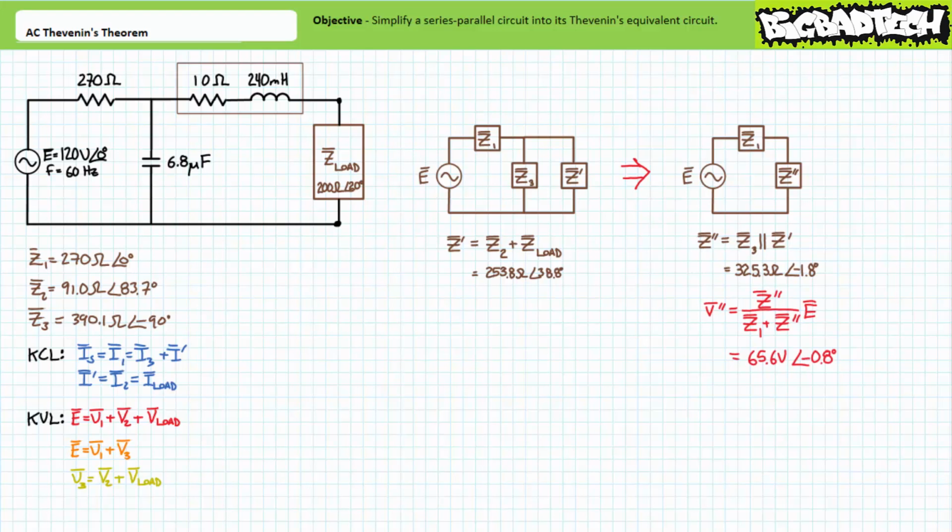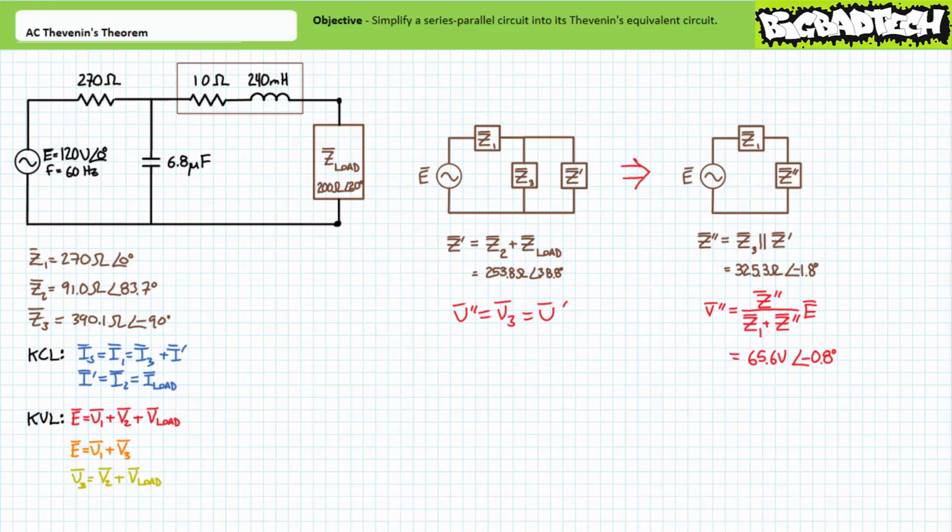Perhaps the easiest and most direct means of doing so is through the use of two applications of the voltage divider rule, followed by subsequent Ohm's law analysis. An application of the voltage divider rule on our last simplification suggests that the voltage across combined impedance Z double prime equals 65.6 volts at an angle of negative 0.8 degrees. Given combined impedance Z double prime is the parallel combination of Z3 and Z single prime, it can be stated that V double prime equals V3, which equals V single prime. Voltage across elements in parallel is the same.